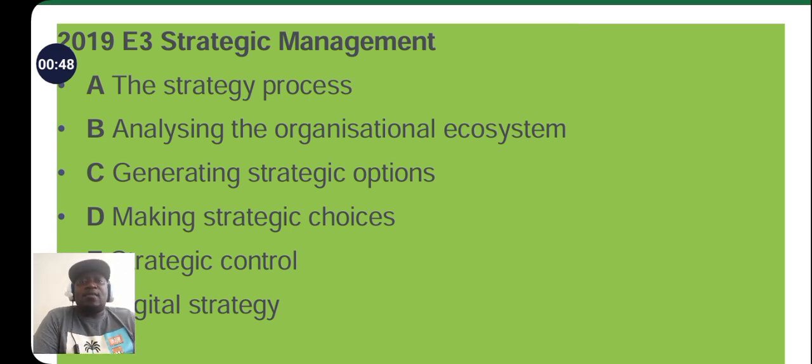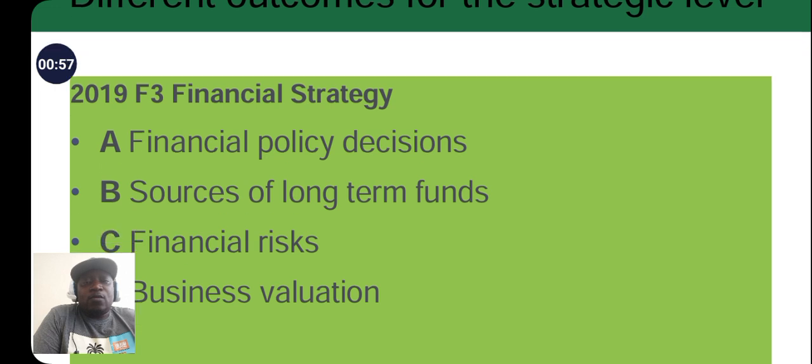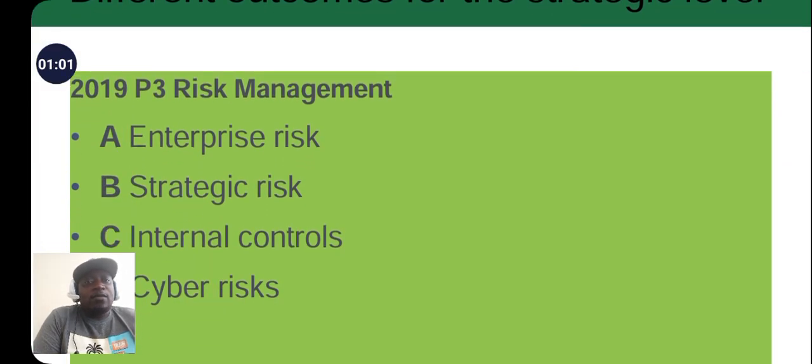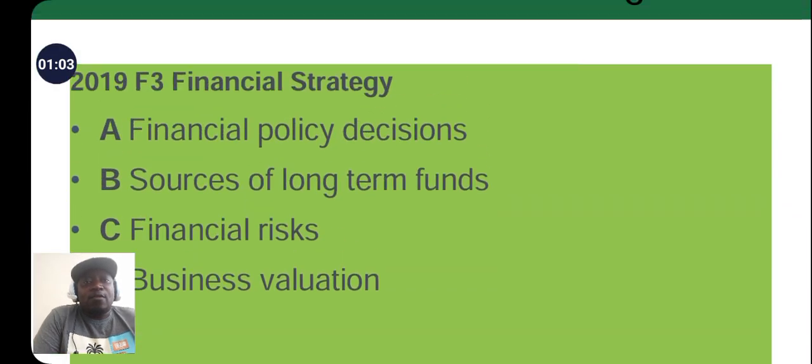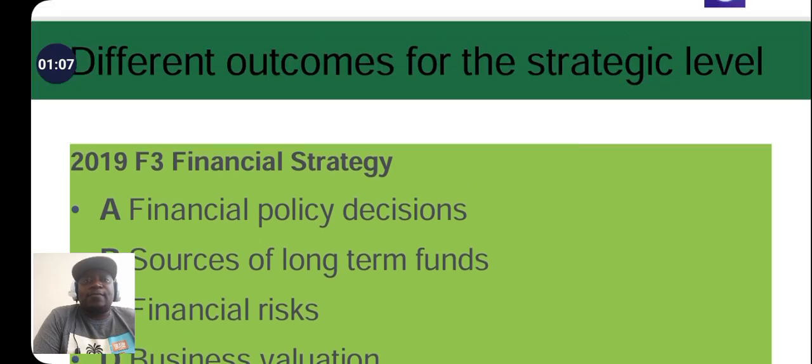So you have to study three pillars: strategic management, which is E3; performance and risk management, or P3; and they also have to study F3, financial strategy.